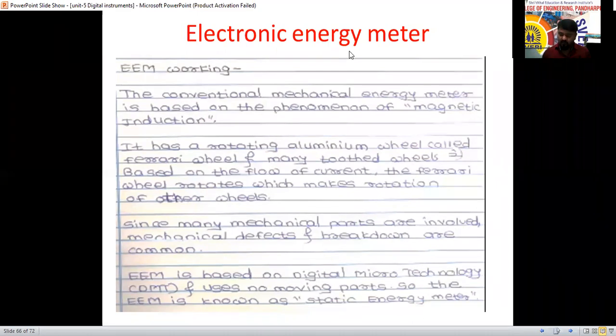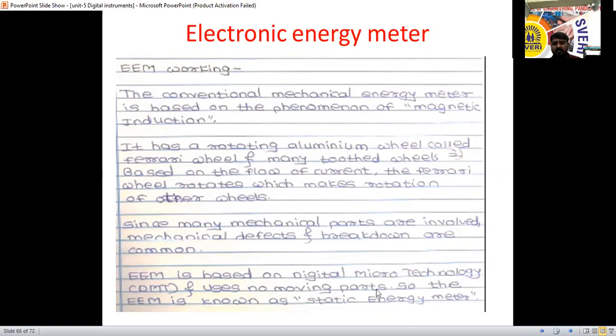When the wheel rotates, the other unit turns upper and lower to display the number. Since many mechanical parts are involved, mechanical defects and breakdowns are common. The electronic energy meter is based on digital micro technology, DMT, and uses no moving parts.